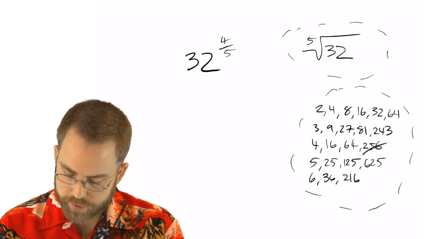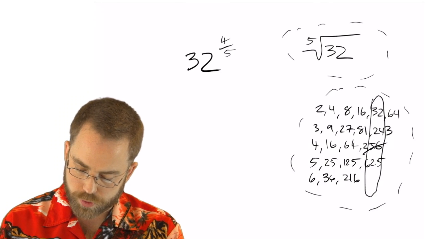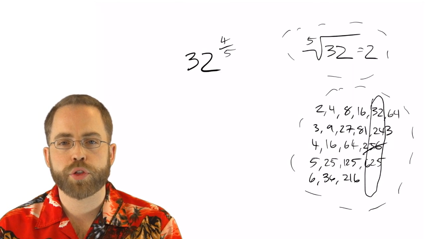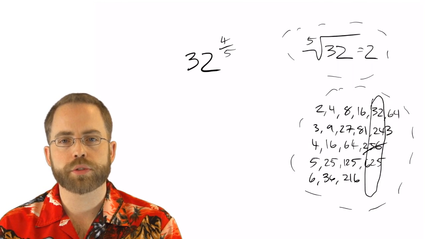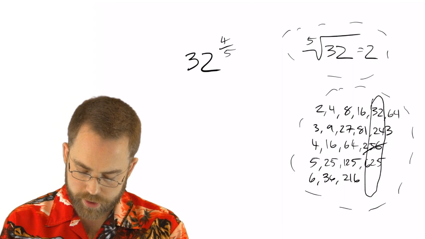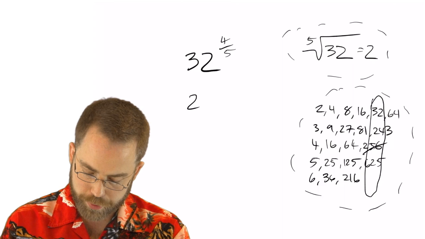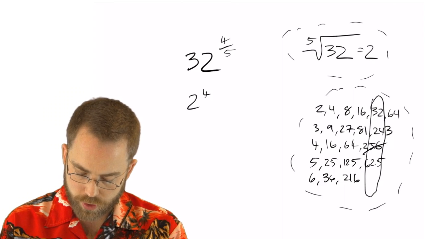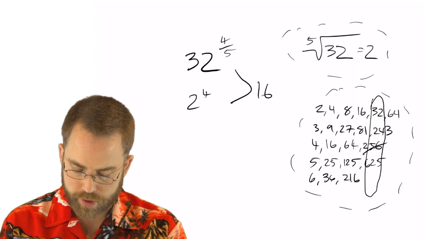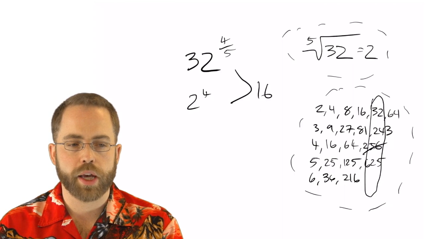All right, so back to here. We said that if we're looking for something that times itself 5 times, so we're in this fifth column, and there's that 32, so that means that the fifth root of 32 is 2. 2 times 2 times 2 times 2 times 2 is 32. So now I can say, all right, I did that part, and now I need to take that to the fourth power. Well, 2 times 2 is 4, times 2 is 8, times 2 is 16. So this whole thing is equal to 16, a nice normal number that you can get.